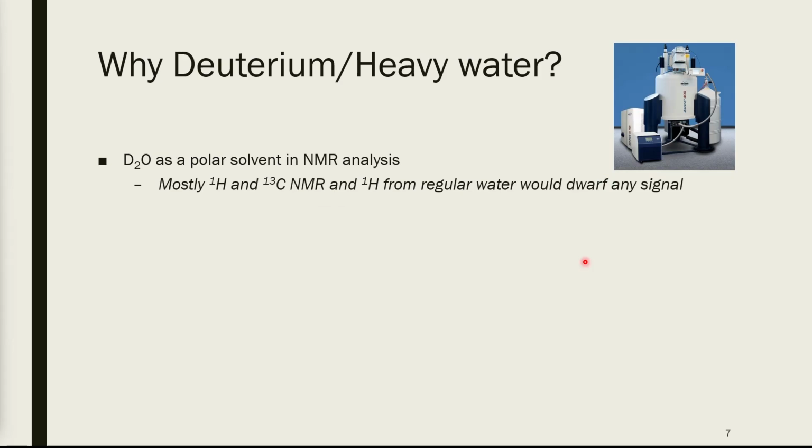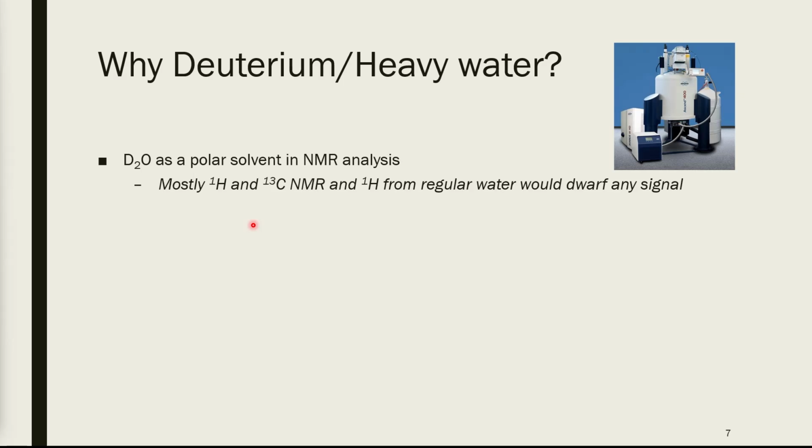Why do you need deuterium or heavy water? Deuterium as D2O, so heavy water, is a solvent in NMR analysis. When you do NMR analysis, you mostly measure H1 and carbon-13 NMR from your organic molecule. If you had some H1 from regular water, which you would use for dissolving your compound, this would dwarf any signals of your H1 of the molecule that you are trying to measure. So you would want to have the solvent as free of normal H1 as possible, so that you can measure only the H1 from the molecule that you are actually trying to analyze.